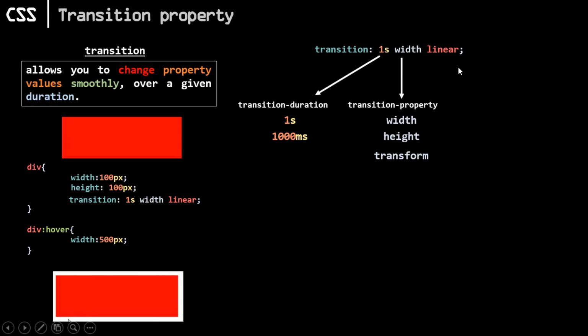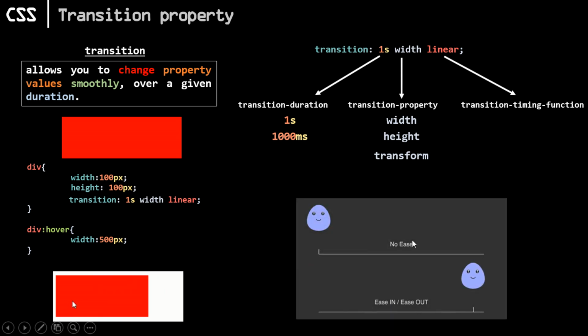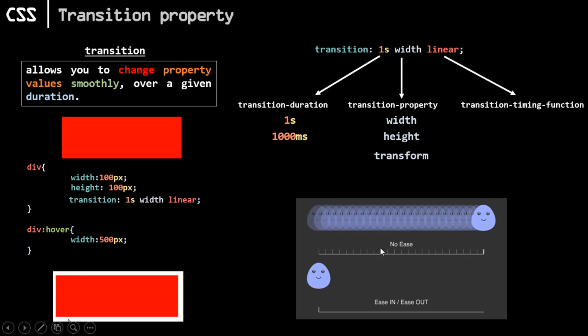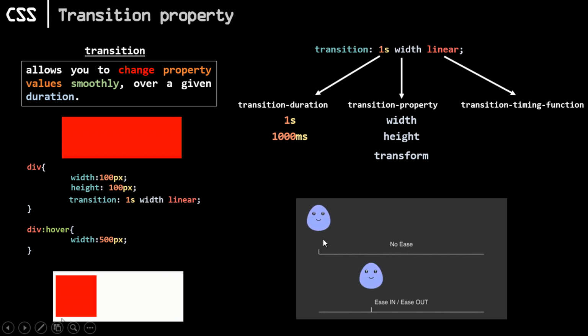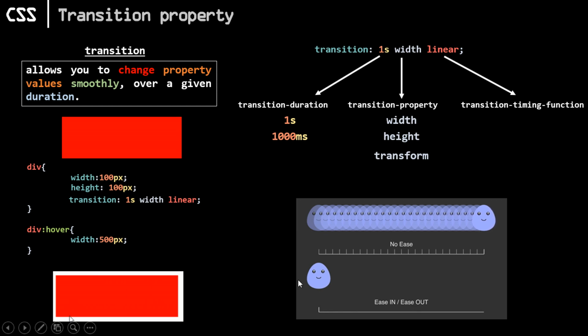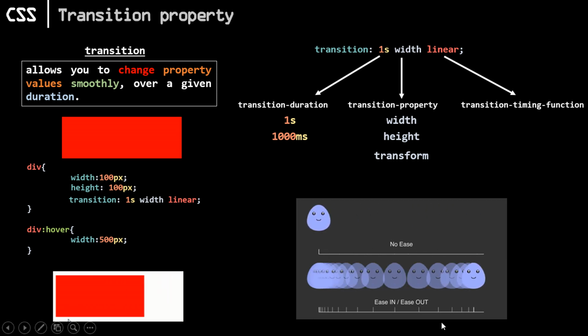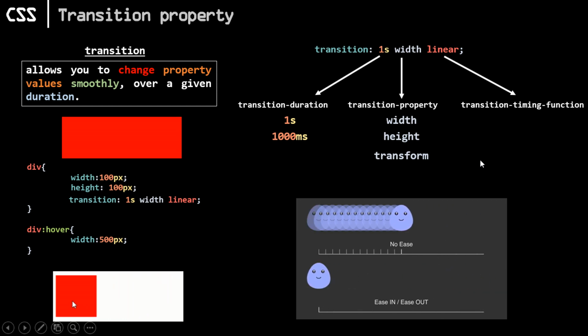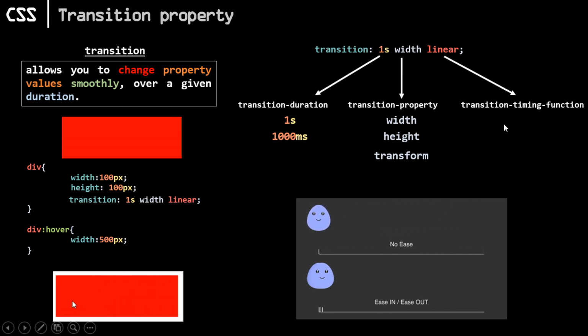Then the last one is what we call the transition timing function. You can see here this animation to know what we are talking about. This egg here moves with no ease, moves linear from here to here, but here it's different. So you know exactly what I'm talking about. So the transition timing function might be linear, ease in, ease out, or both ease in and out, etc.